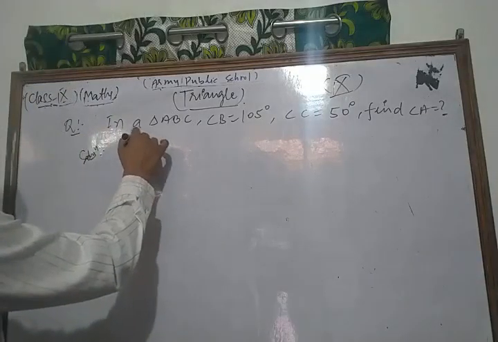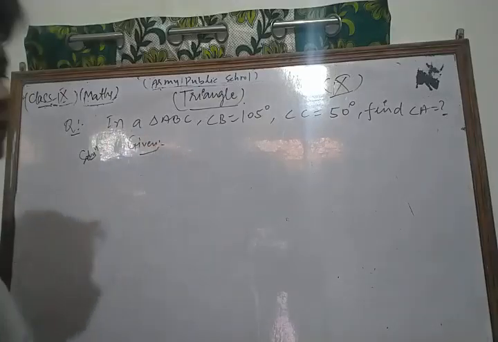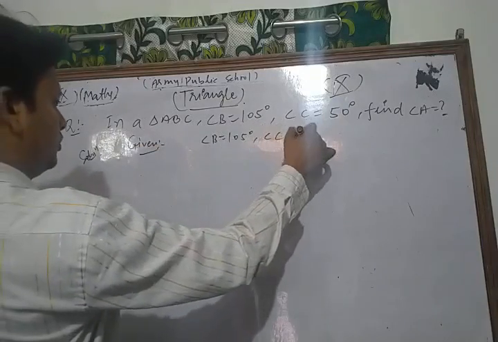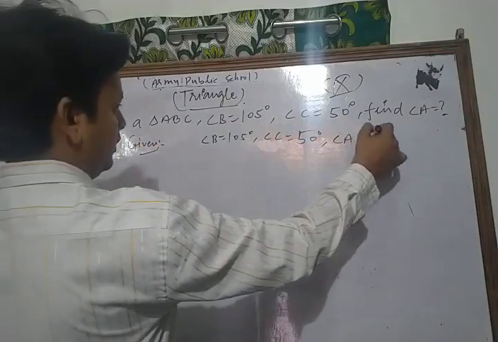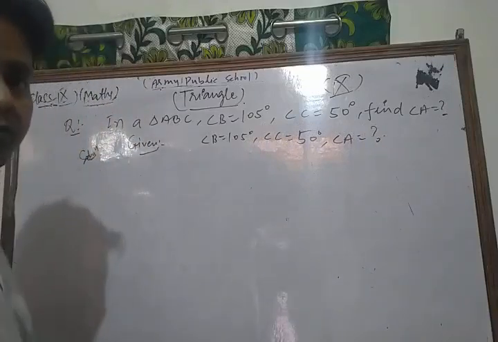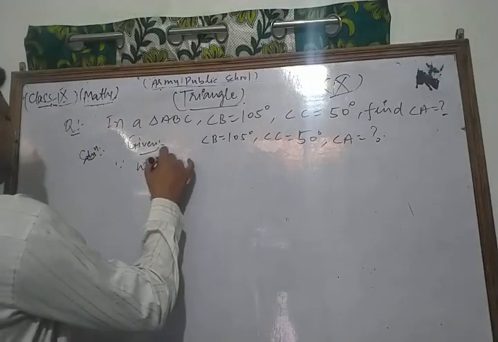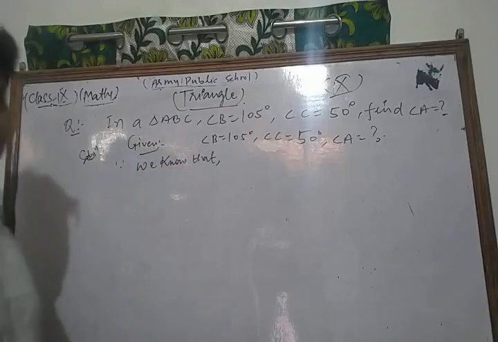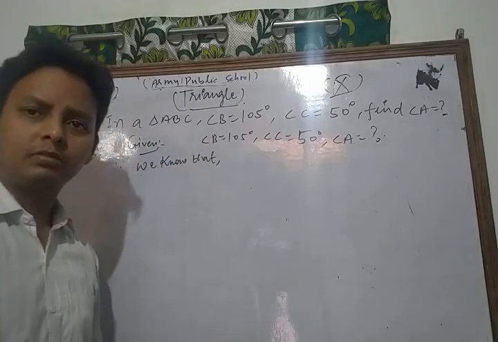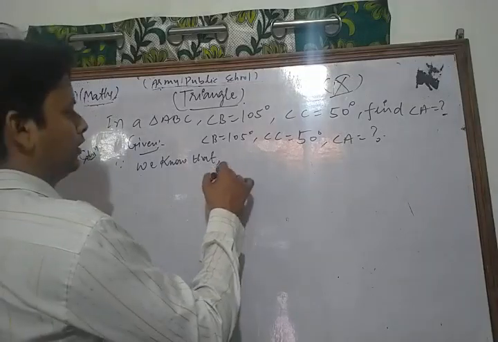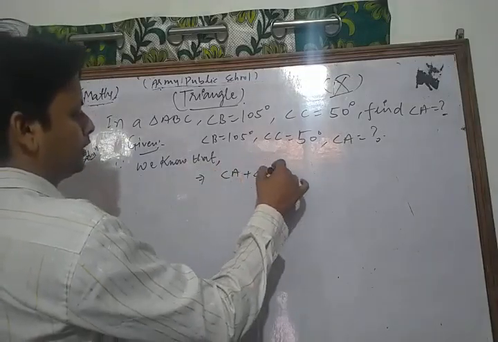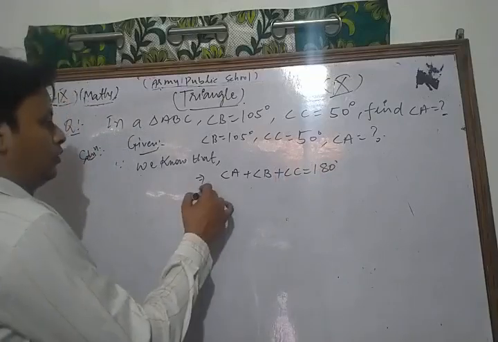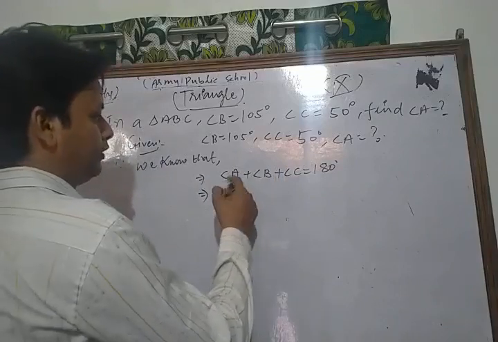So first of all, what is given? Angle B is equal to 105, angle C is equal to 50. We find angle A. Since we know that the sum of all angles of a triangle is 180 degrees, angle A plus angle B plus angle C is equal to 180 degrees. Now we apply the angle sum property.